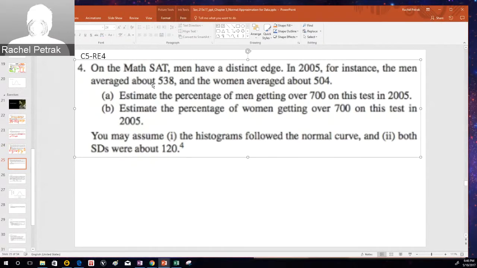So we're set here to do our problem, and we can look at this claim, men have a distinct edge on the math SAT. All right, I'll accept it for the terms of this problem. In 2005, for instance, the men averaged 538 and the women averaged 504. Now let's estimate the percentage of men getting over 700 on this test in 2005.